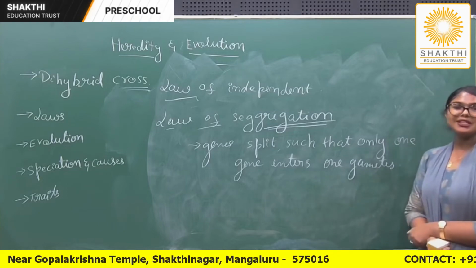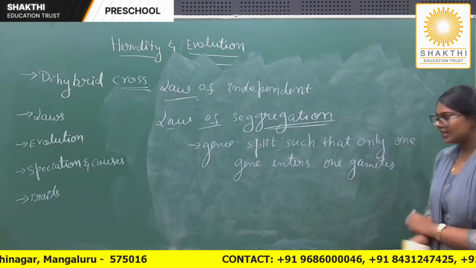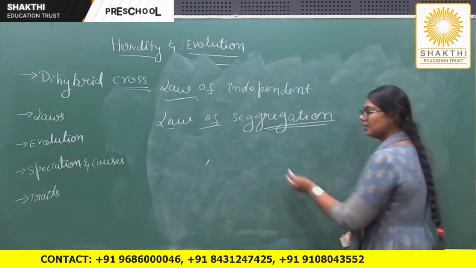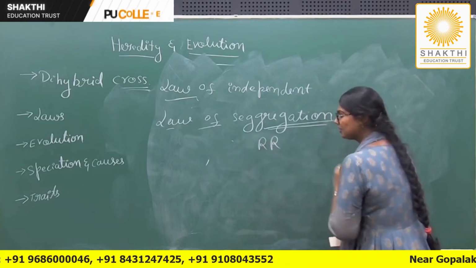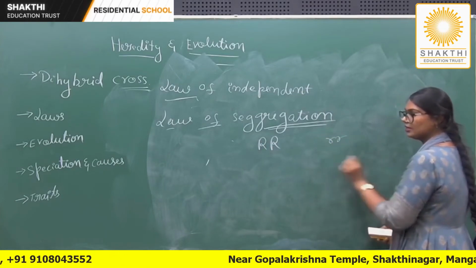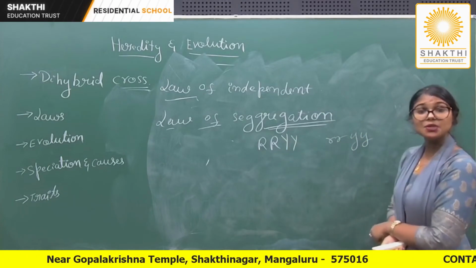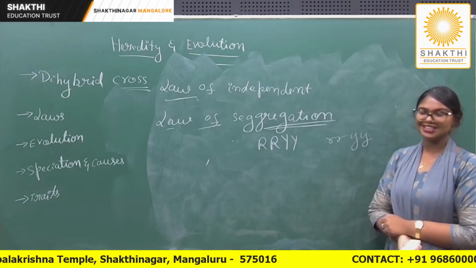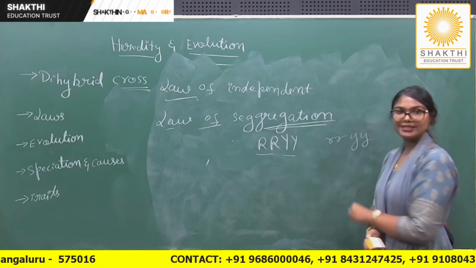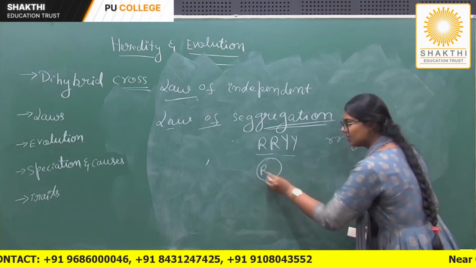Coming to the third law, that is the independent assortment. Again, this is very similar to the segregation law. What does independent assortment say? Let us quickly recall the dihybrid cross. We have capital R and small r, small r. Here we had capital Y, small y, small y. This was what dihybrid cross was about, correct? Now, we have 2 Rs and 2 Ys. They will split. How do they split? Quickly recall. We wrote it like this.